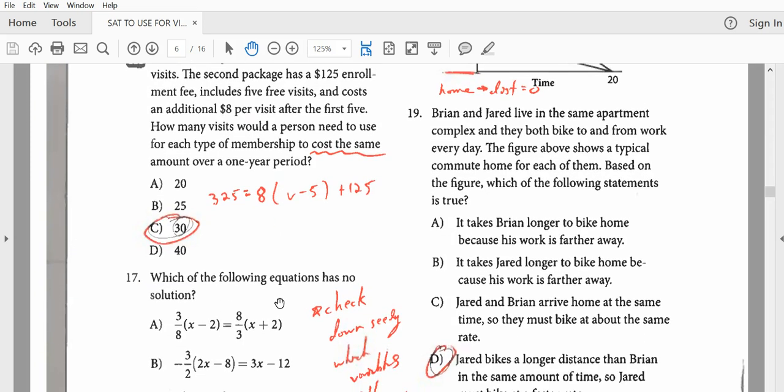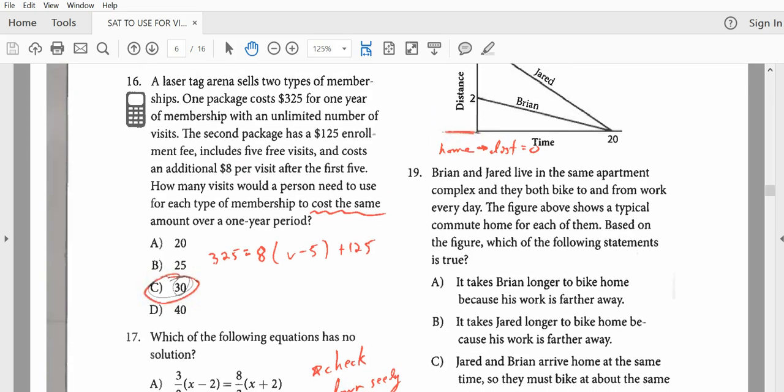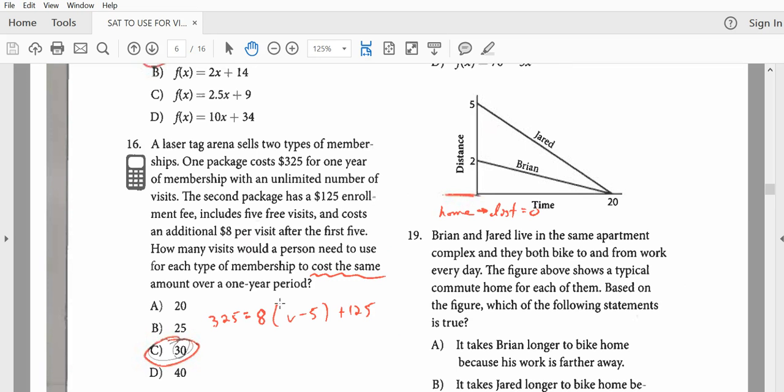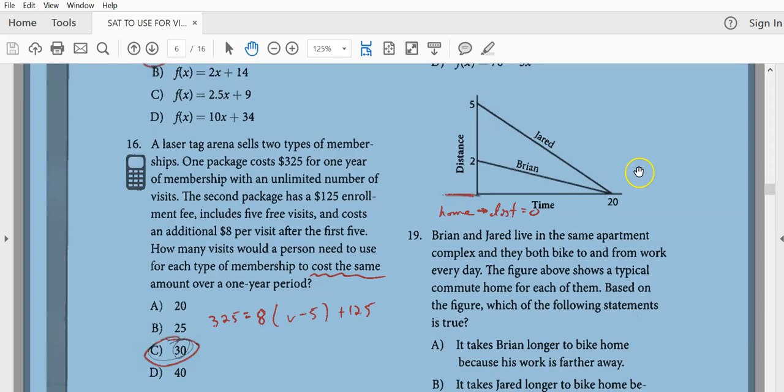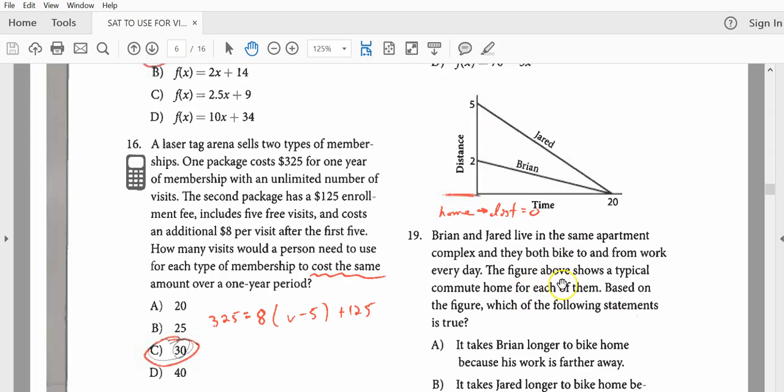All right. Number 19, Brian and Jared live in the same apartment complex, and they both bike to and from work every day. So the idea here, we're figuring out which of the following statements is true. So essentially, we're just going to eliminate anything that doesn't make sense. So key idea here is that distance of 0. That can either represent they're at work or they're at home. Basically, pick one. But when we're at the x-axis here, that means we're at a distance of 0.